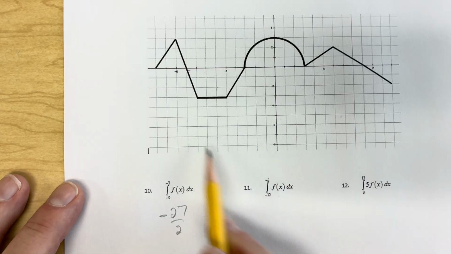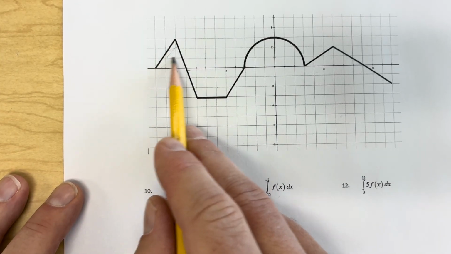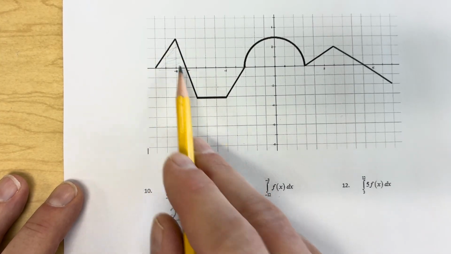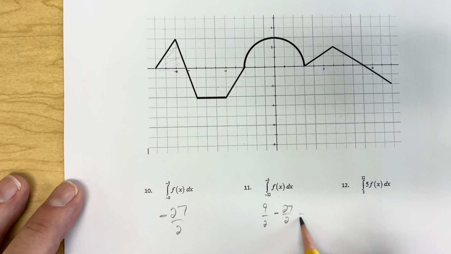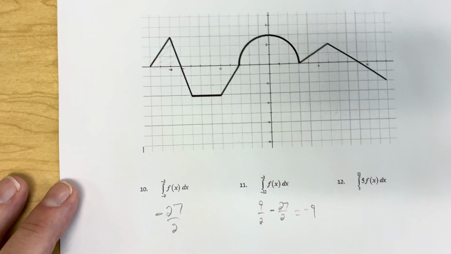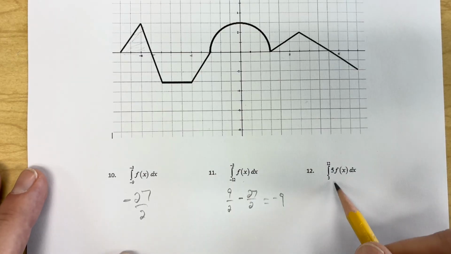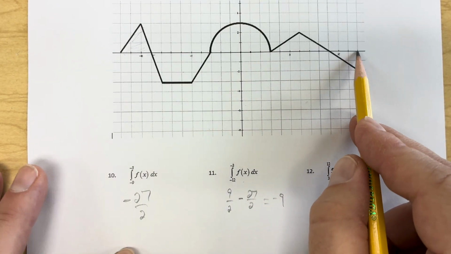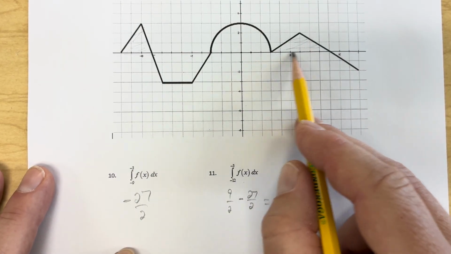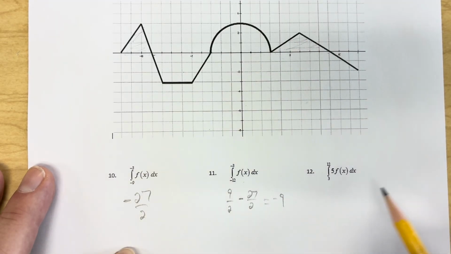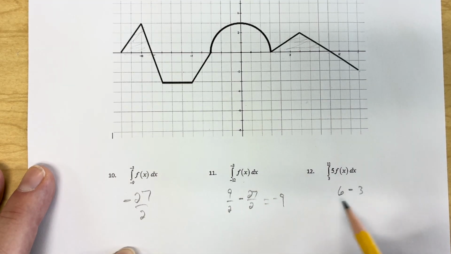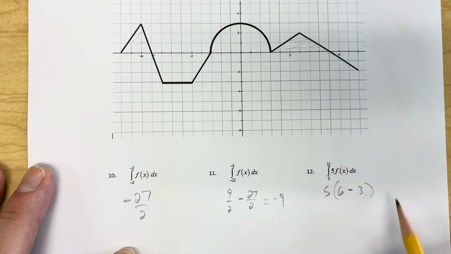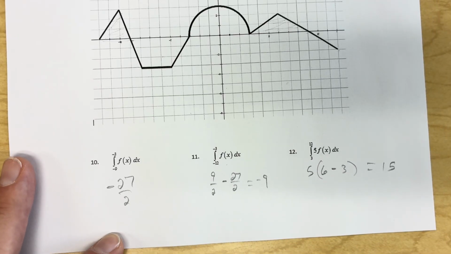If I go from -12 to -3, then I'm basically just adding this triangle on. So it's 3 times 3 divided by 2, that's 9 halves, minus the 27 halves, which gives us -18 halves, or a -9 for an answer there. And then here we're going from 3 to 12, so that's this triangle, which is 6 times 2 divided by 2, so that's 6, minus 3 times 2 divided by 2, 3, and we're going to multiply that by 5. So we'll end up with 15 for an answer there.